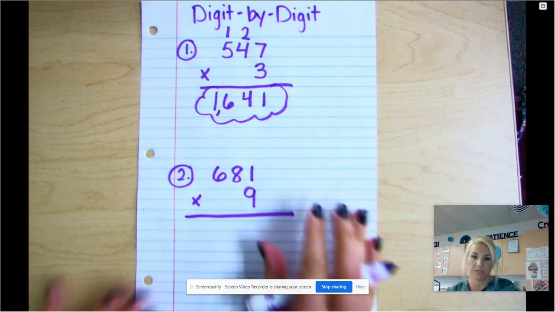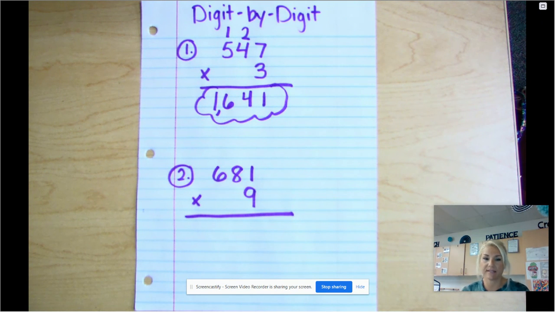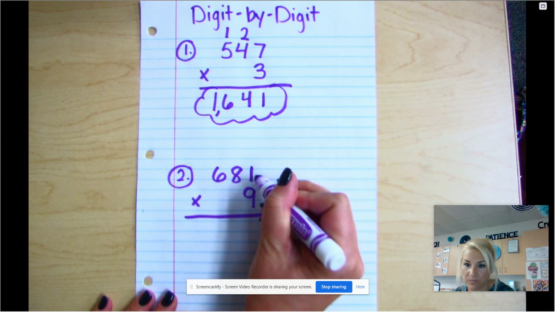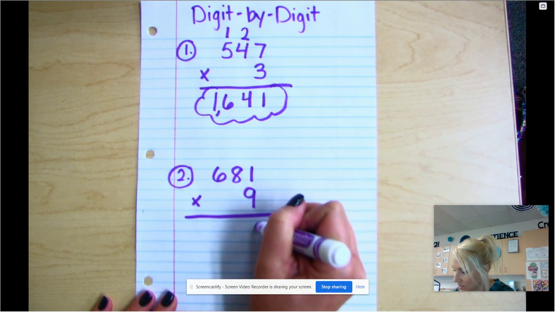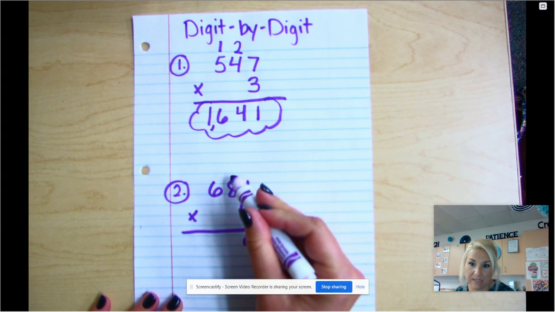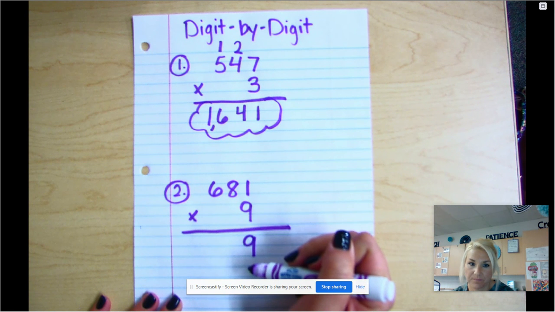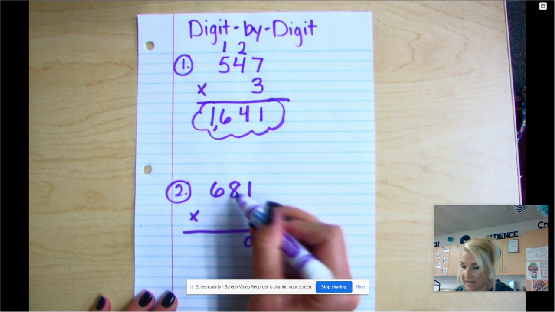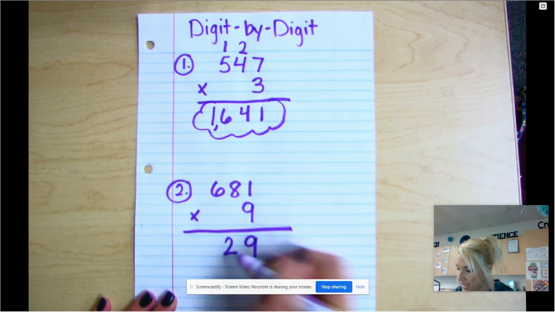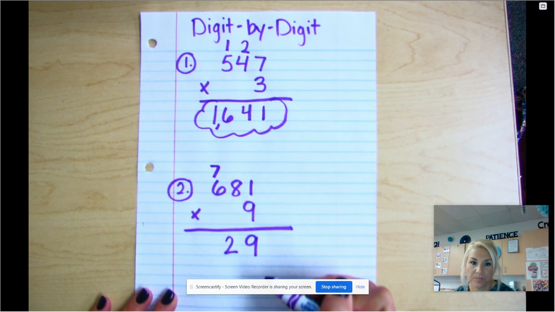Let's go ahead and look at number 2. Number 2 says 681 times 9. So my first step, if you can think about it at home, would be to start in my ones place. And I'm going to multiply 9 times 1. Hopefully you all said that's 9. So we're just going to go ahead and drop the 9. Notice that this one didn't have to bring a number up to the next place value because it was only a 1-digit answer. Now I'm going to multiply 9 times 8, which is 72. I'm going to put my 2 here and bring my 7 to the next place value, which is the hundreds place.